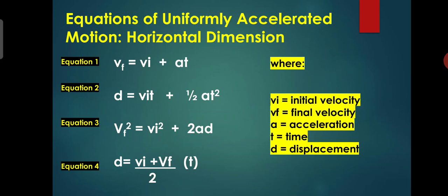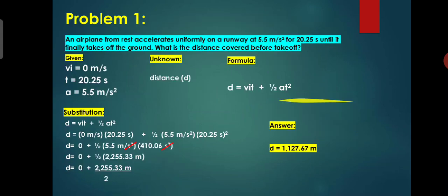And equation 4, displacement is equal to Vi plus Vf over 2 times the time. Okay, let's take for example this problem. An airplane from rest accelerates uniformly on a runway at 5.5 meter per second squared for 20.25 seconds until it finally takes off the ground. What is the distance covered before takeoff?